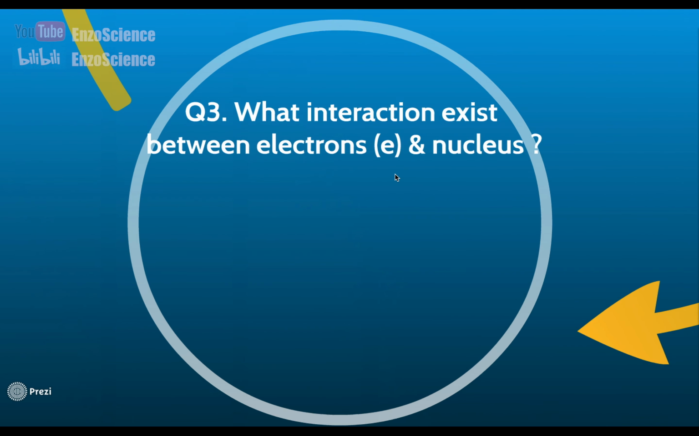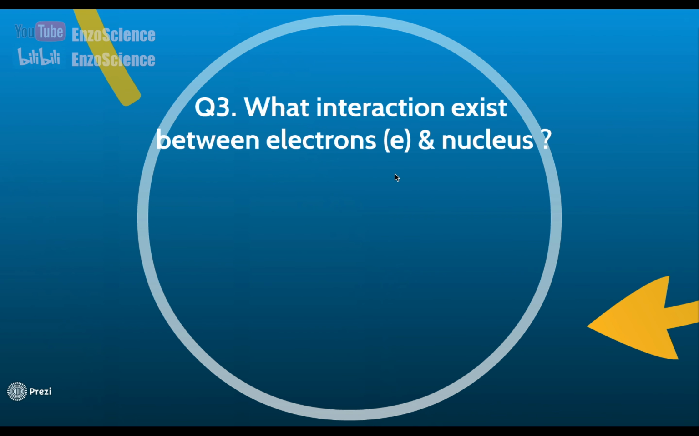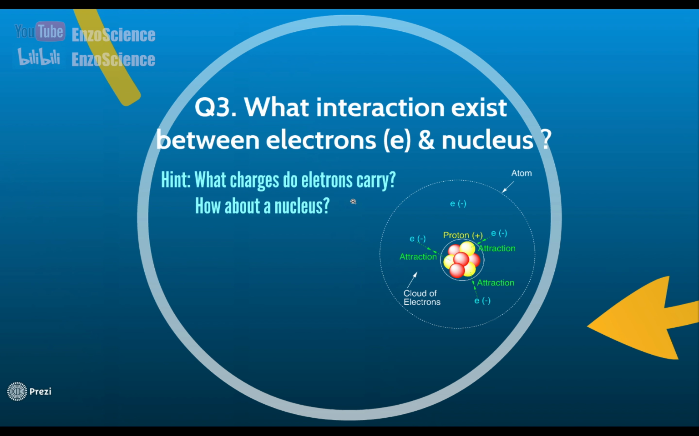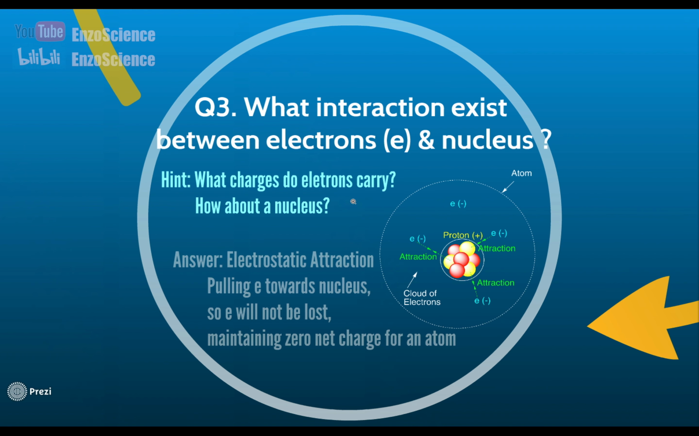The third question for today is, what interaction exists between electrons and the nucleus? Here we have a hint. Think about what charges electrons carry, and what about the nucleus? So, the answer is electrostatic attraction. It pulls electrons towards the nucleus so they won't be lost, maintaining 0 net charge for atoms.